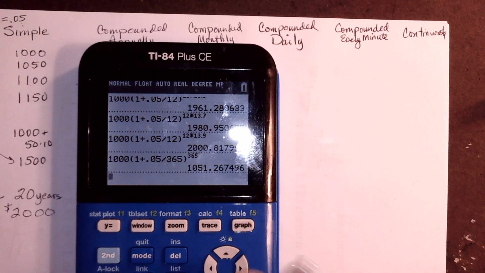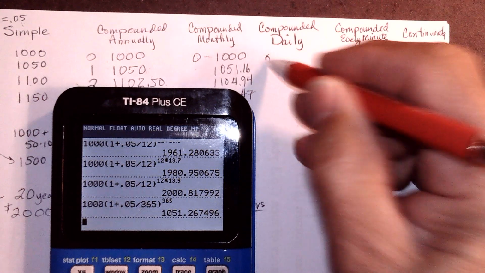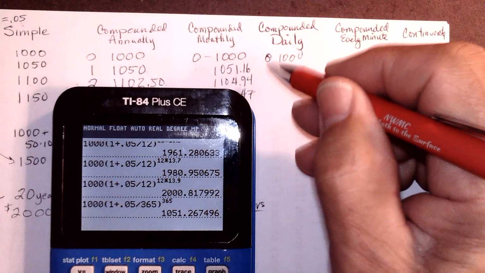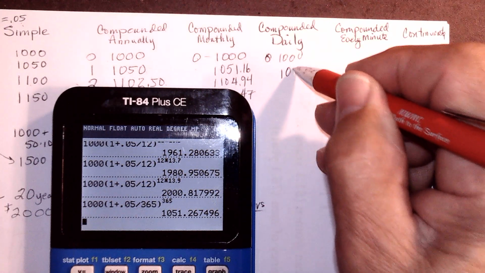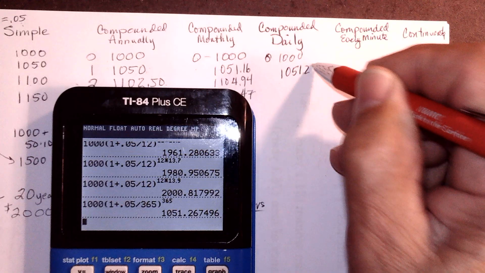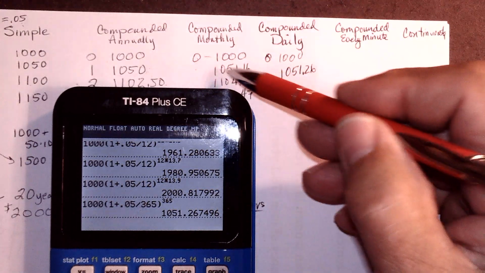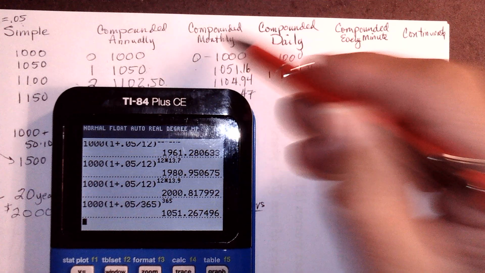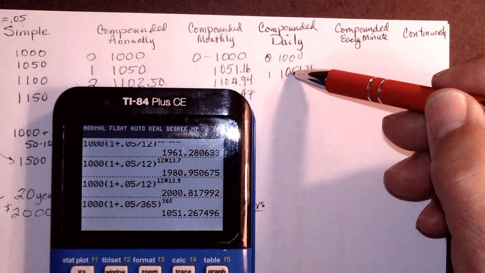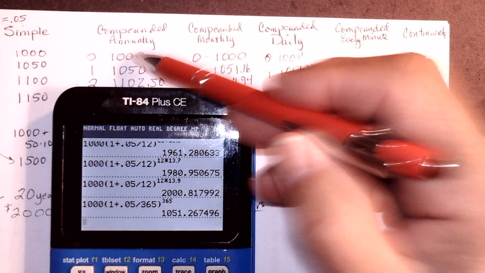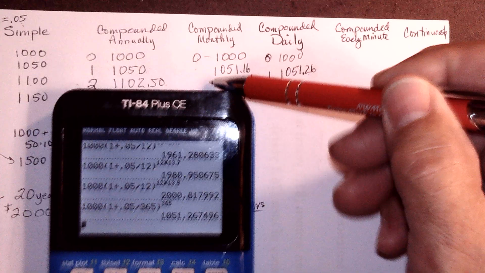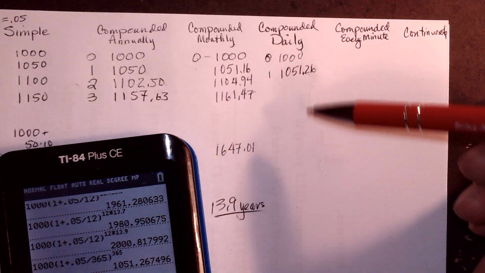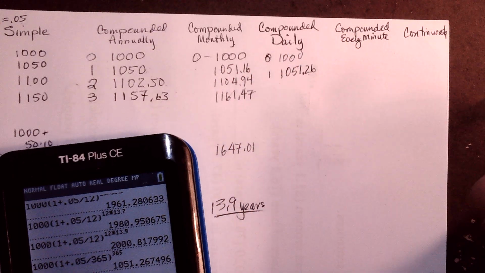And we get that the amount after 0 would be 1,000. And after 1 year, we'd have $1,051.26. Notice we didn't make much more, a dime in 1 year by doing daily versus monthly. So we're not getting much difference now. Going from annual to monthly, we're making a fairly significant difference, $4. But going from there to daily, let's see.